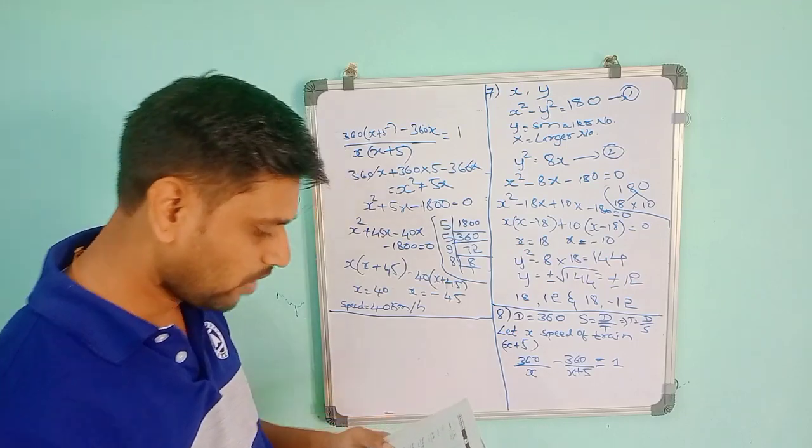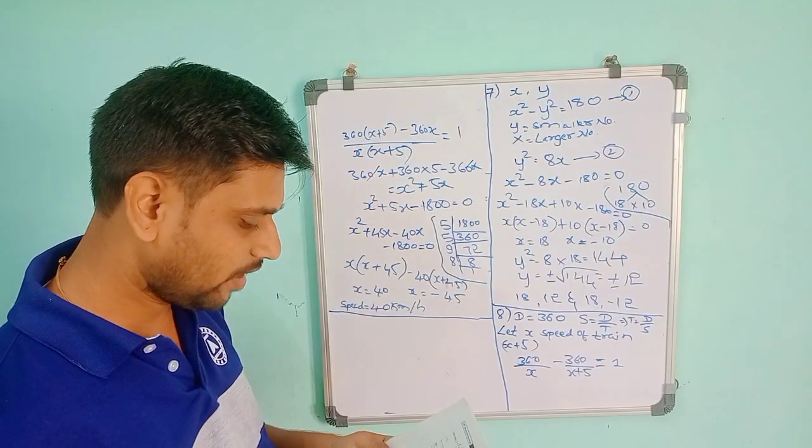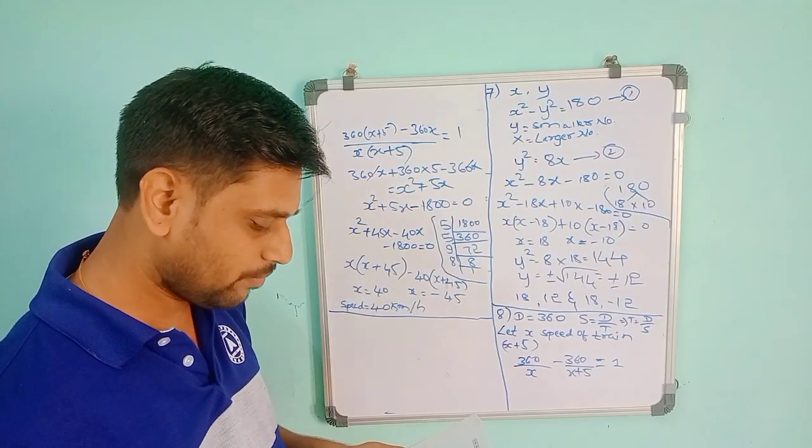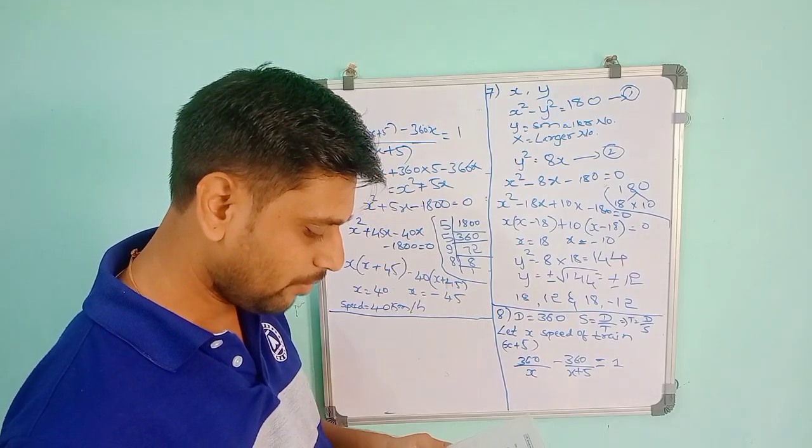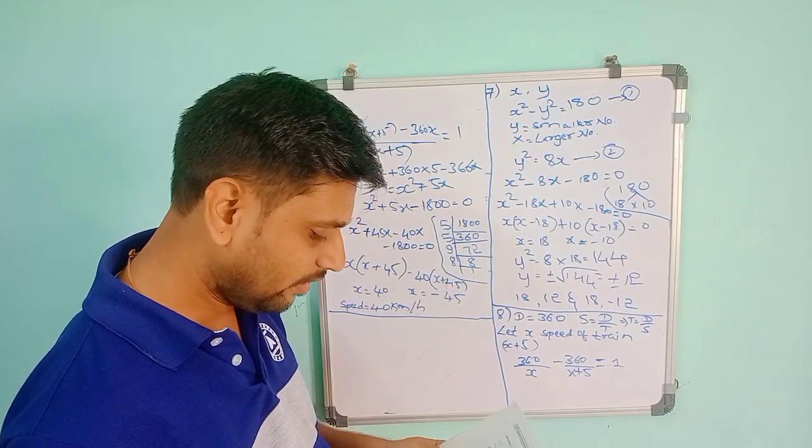Two water taps together can fill a tank in 9 3 by 8 hours. The tap of larger diameter takes 10 hours less than the smaller one to fill the tank separately. Find the time in which each tap can separately fill the tank.